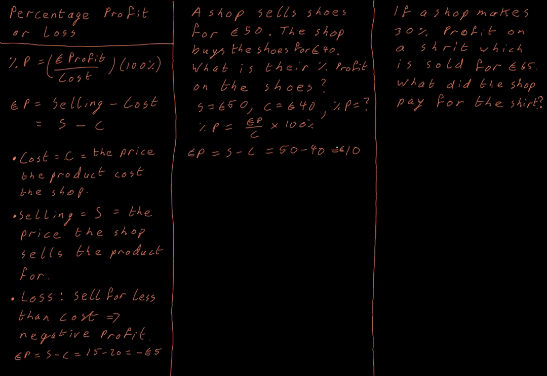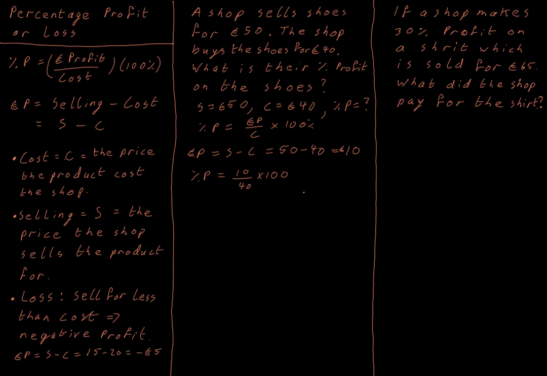And now I need to compare that to how much the shoes cost me. That's going to be my percentage profit. So it's going to be 10 euro divided by how much do the shoes cost me? They cost me 40 euro. I need to multiply that by 100.